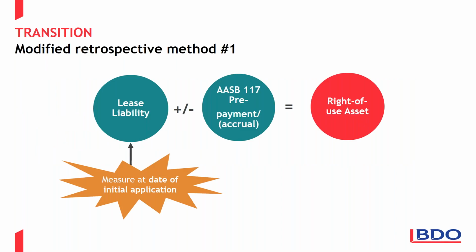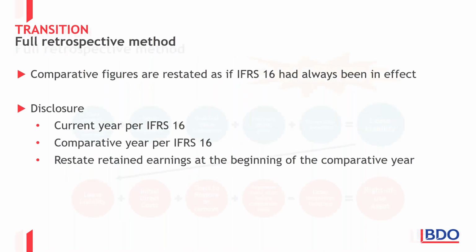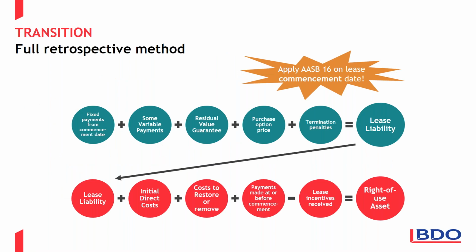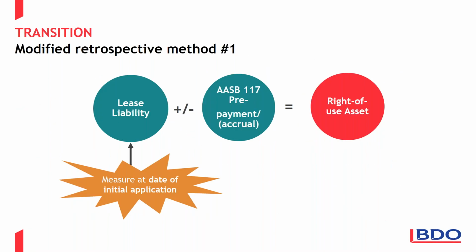If we look at another visual representation of modified retrospective method 1, again, you start with the lease liability, but this time you determine the lease liability at the date of initial application. So the previous one, full retrospective, you determine the lease liability at the commencement date of the lease. Here, we actually look at the lease liability at the date of initial application. For most of our clients, most clients have 30 June year end, and therefore date of initial application 1 July 2019. Then we make adjustments.